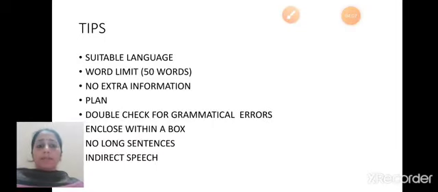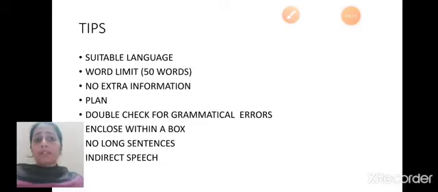Tips. I gave you some tips for writing the message. The very first point is suitable language. If you're writing for a small child, your younger brother, not too young, but if he is in grade 6, 7, you will use the language that is suitable for your younger brother or sister. You will use words which the person is able to understand.